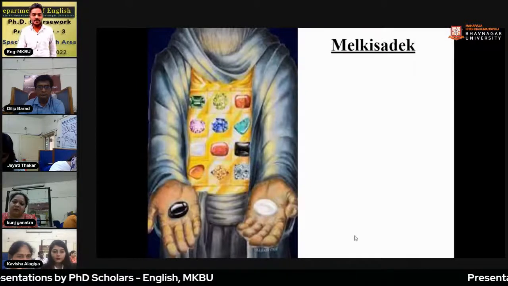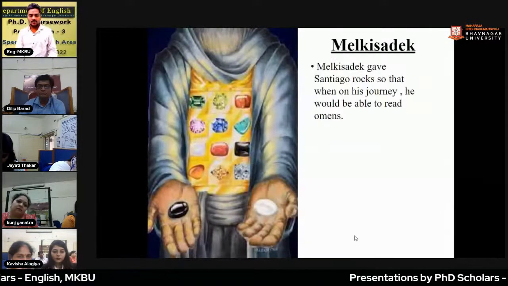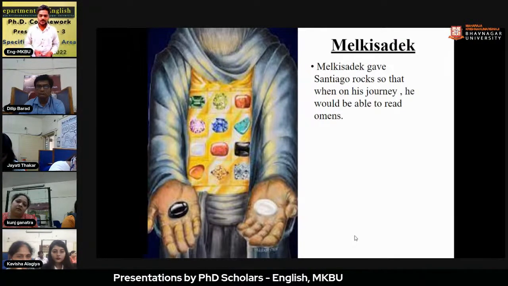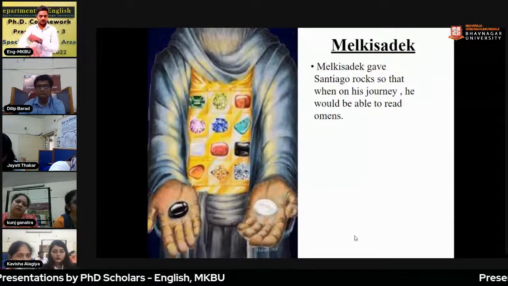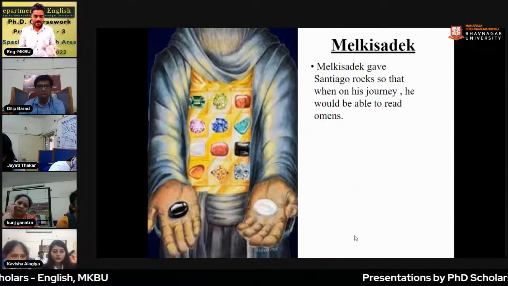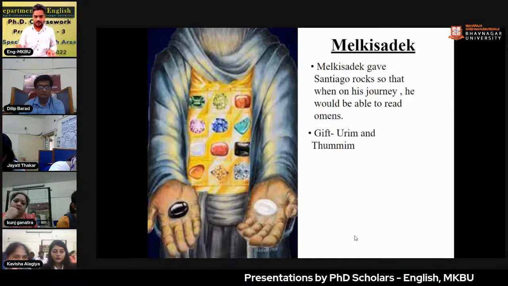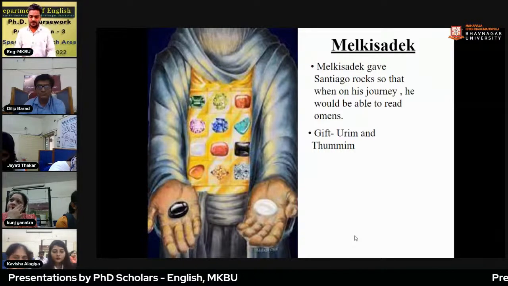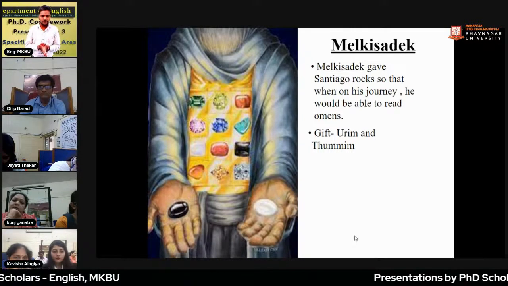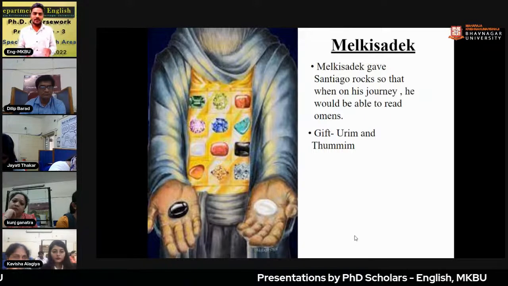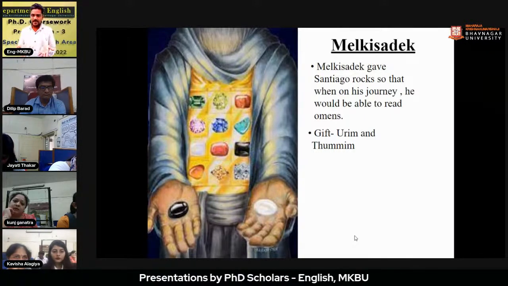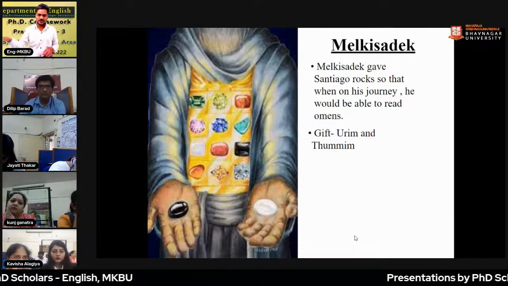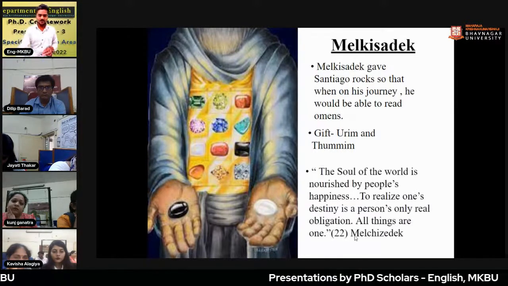Another character is Melchizedek. Melchizedek gave Santiago stones so that on his journey he would be able to read omens. In the picture you can see two stones, black and white. Their names are Urim and Thummim, which were given by the King. When Santiago was confused, he would look at the stones, and the stones gave him a decision on whether to do this or that. So these are symbolic, as you see here.